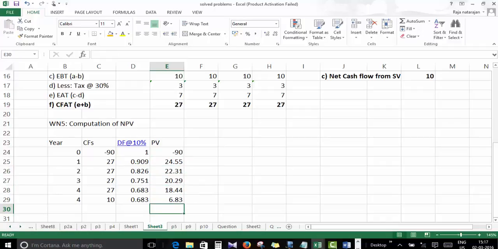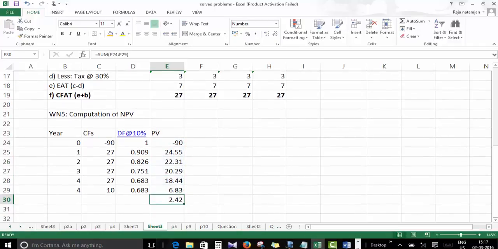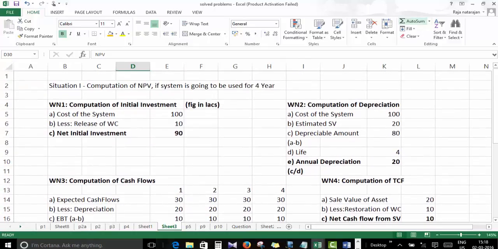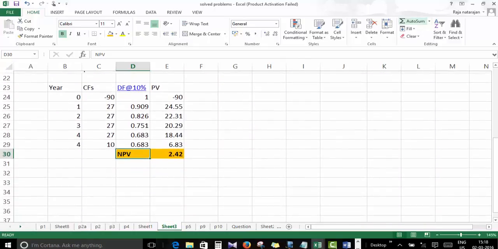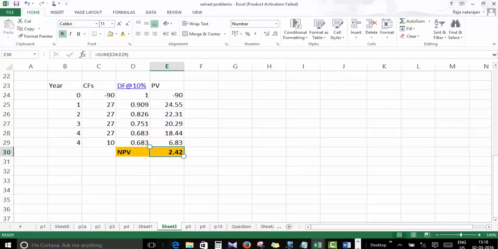Now if I total all this, I'll get the NPV. If I total all this, I'm getting NPV as 2.42. So this is the NPV if the company is going to take up this system and use it for a period of 4 years. So this we call as scenario 1. That is, in scenario 1, if they use the asset for 4 years, the wealth that is going to be created for shareholders is 2.42.